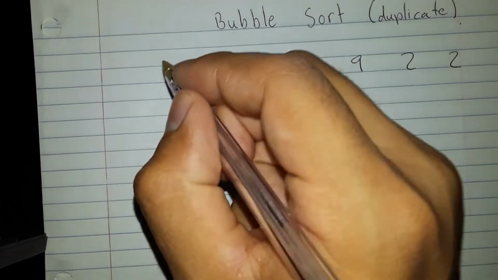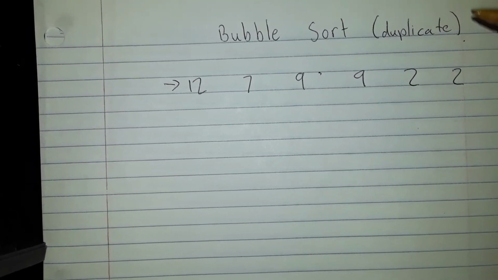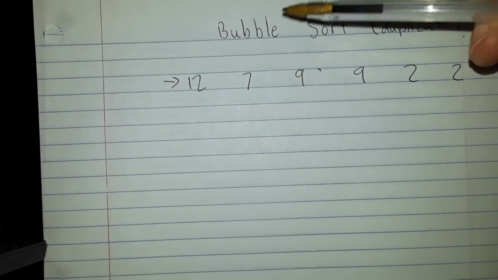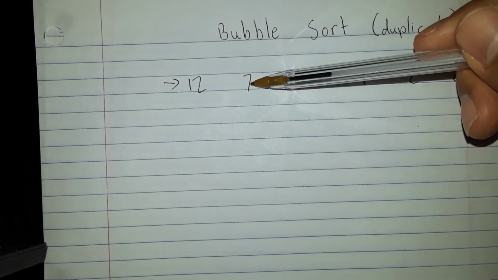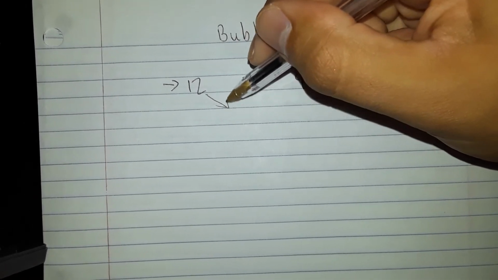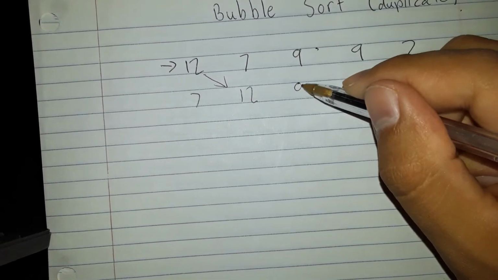So again, this is the start of our array, this is what it looks like. We're going to run through it at least one time. So is 12 bigger than the 7? Is the left bigger than the right? It is, so we swap. So 12 comes here, and 7 goes here, and we bring everything else down: 9, 9, 2, and 2.